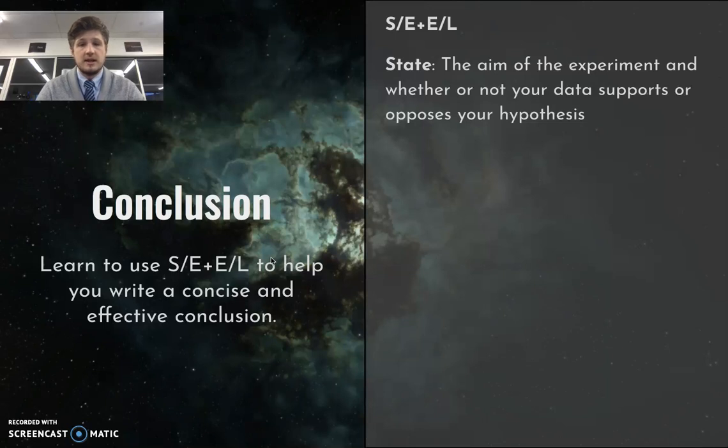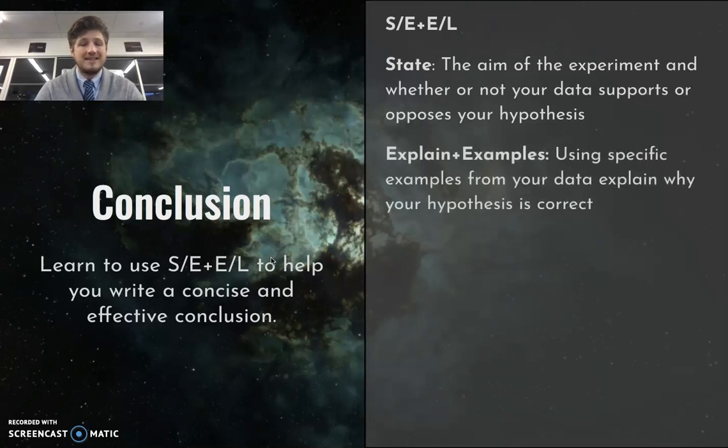So the next two E's are the explain and the examples. So put those two together. Obviously here you want to explain your data and what you got using specific results, and that's the examples. So you've stated that your data supports or doesn't, and then you're explaining how it supports or it doesn't support your hypothesis.